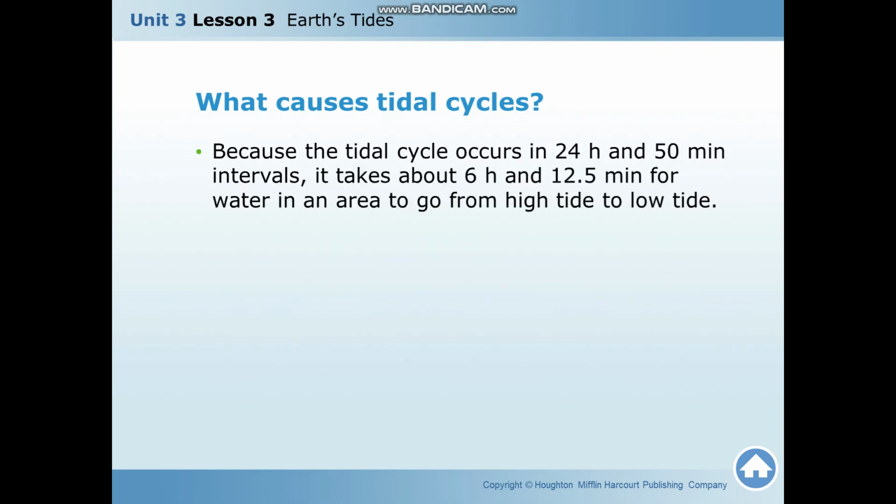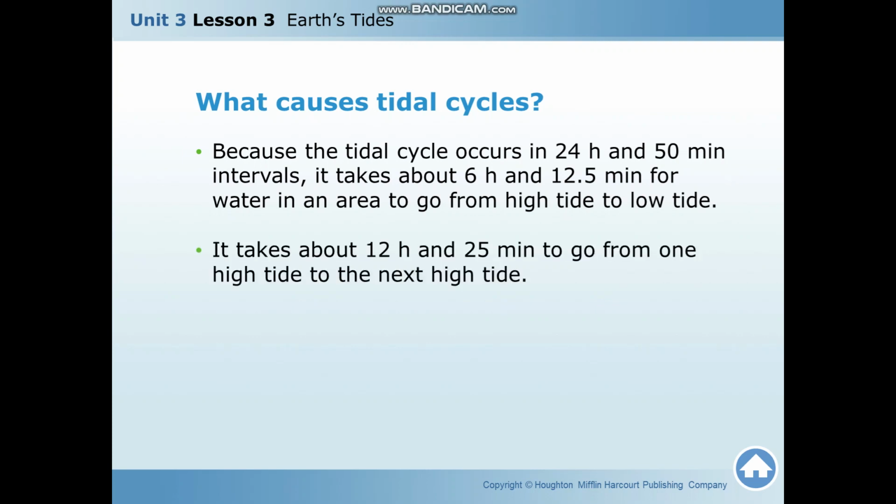Because the tidal cycle occurs in 24 hours and 50 minutes intervals, it takes about 6 hours and 12.5 minutes for water in an area to go from high tide to low tide. It takes about 12 hours and 25 minutes to go from one high tide to the next high tide.